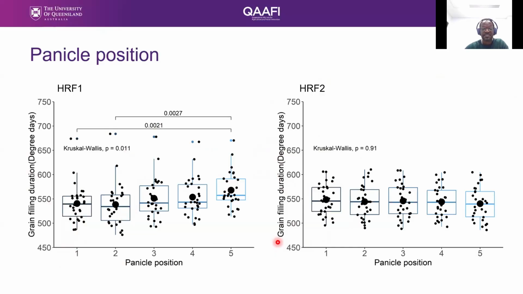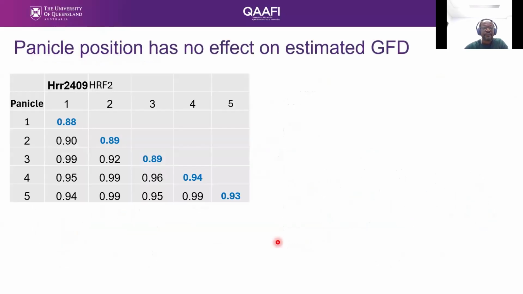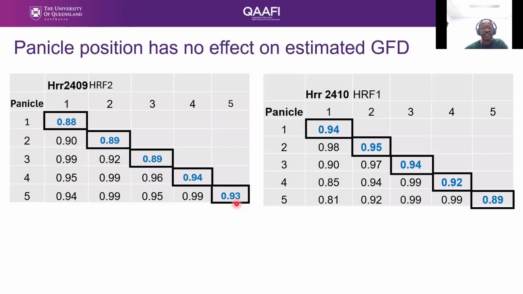So we investigated this further and looked at the different correlations between these panicle positions. The lower panel here, the off diagonal, reports the correlations across the panicle positions for grain filling duration in one experiment, and the diagonals are the repeatability for all these measures across the experiment. So we can appreciate that across the different experiments, there was very high repeatability across the panicle position.